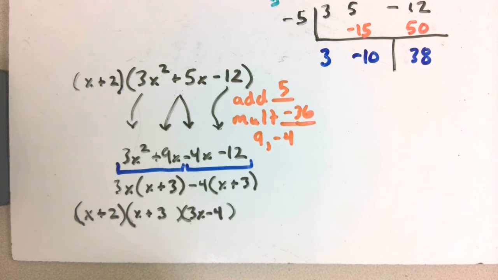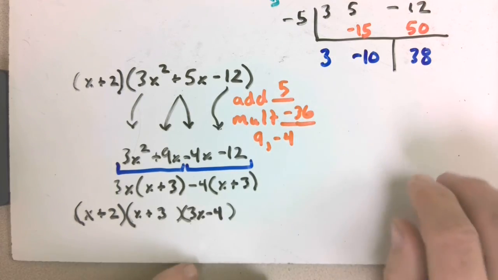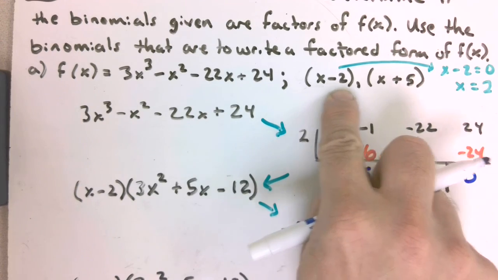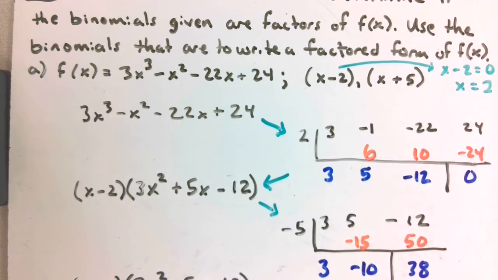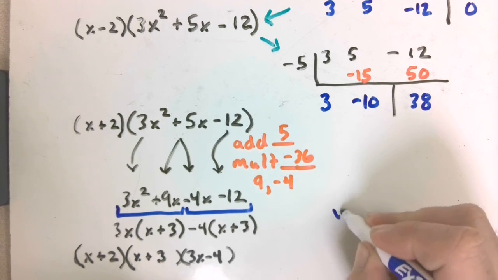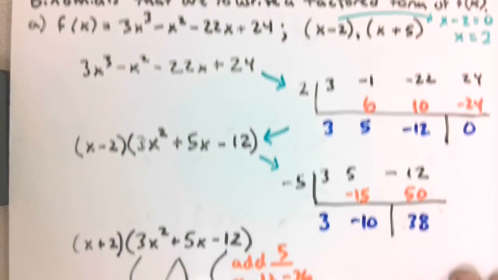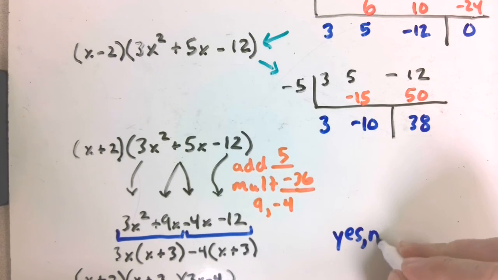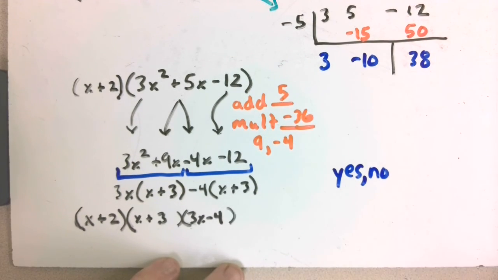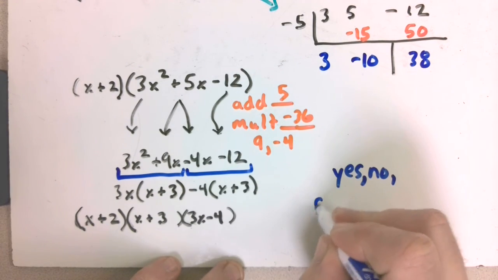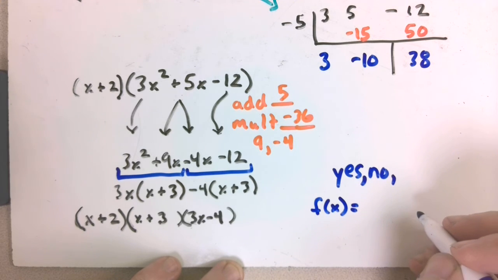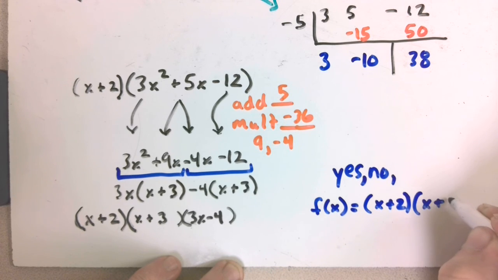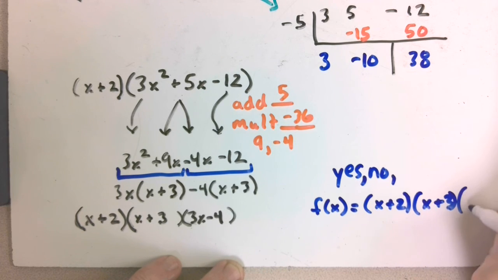What you're going to see in the back of the book for solutions on this is this. First, we check to see if x minus 2 was a factor because that was our first one that was listed here, and it was. Then we check to see if x plus 5 was a factor. We did not get a remainder of 0, so it was not. And then we went through and we did more factoring, and we ended up with a final factored form of x plus 2, x plus 3, and a 3x minus 4.